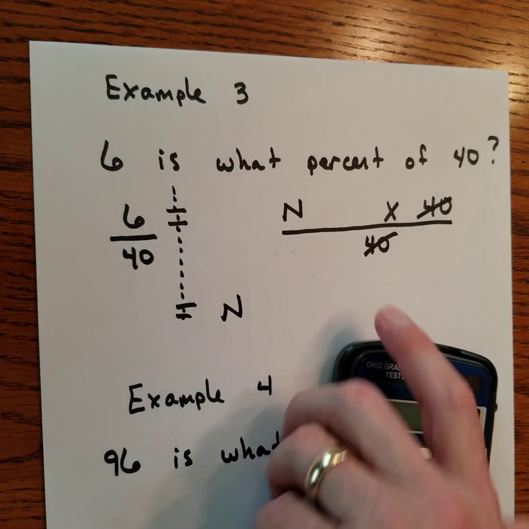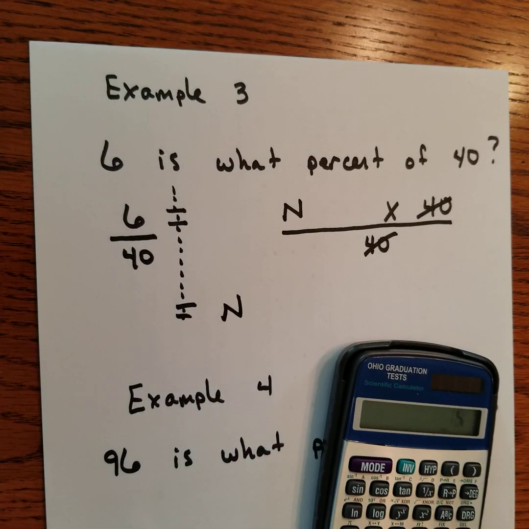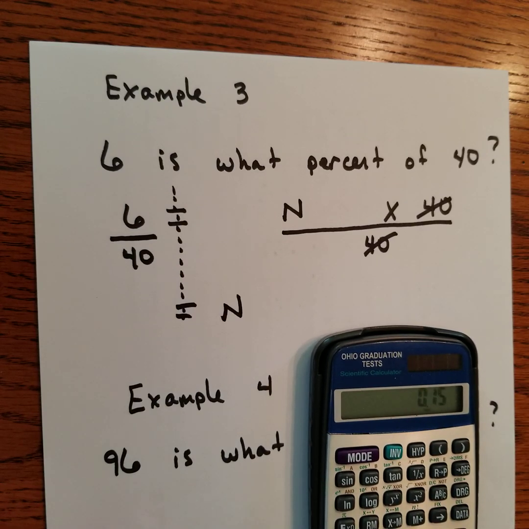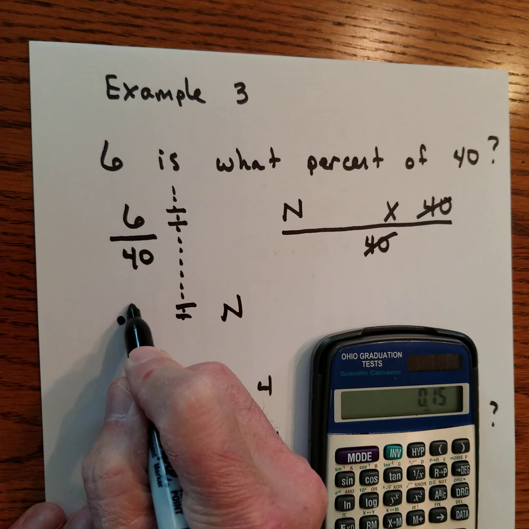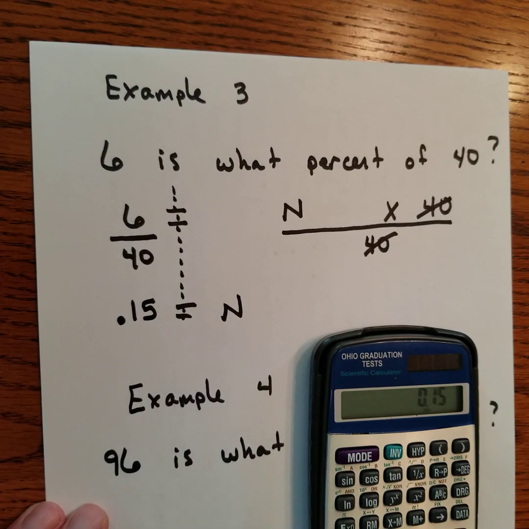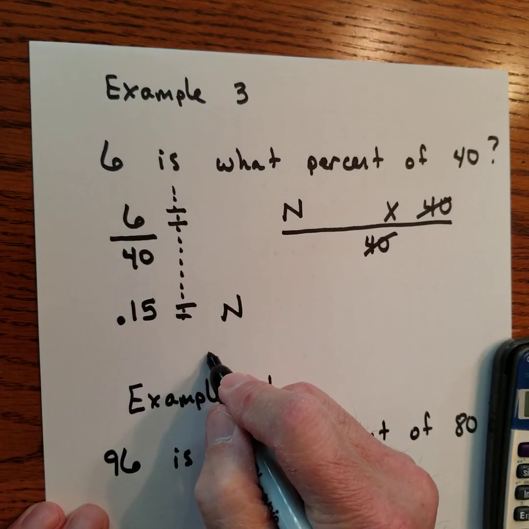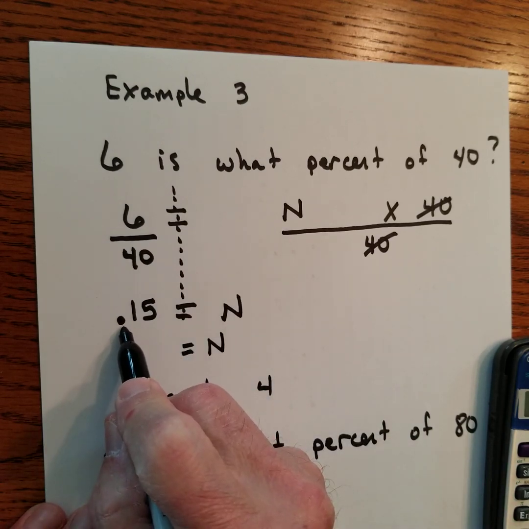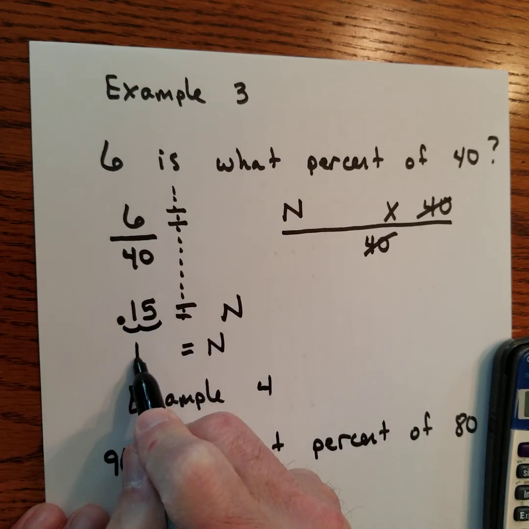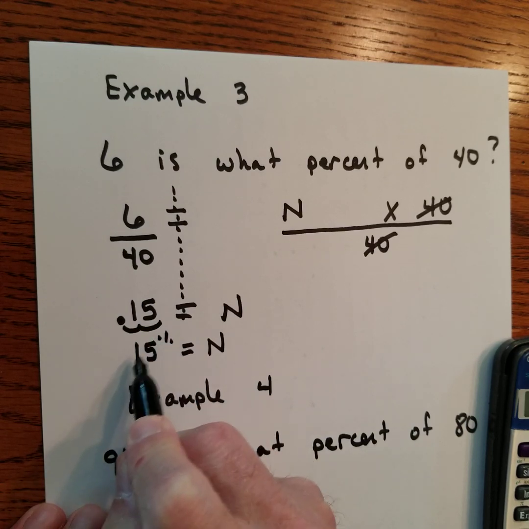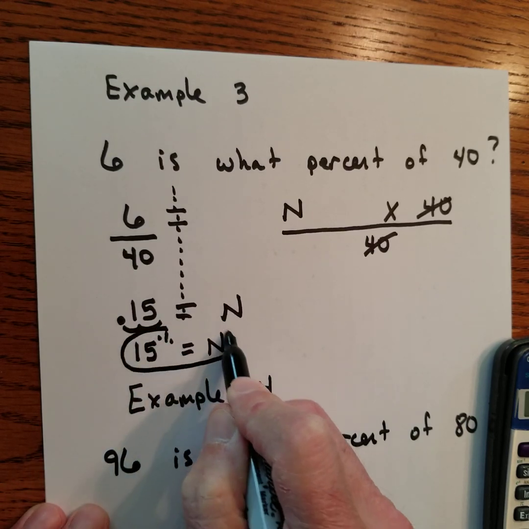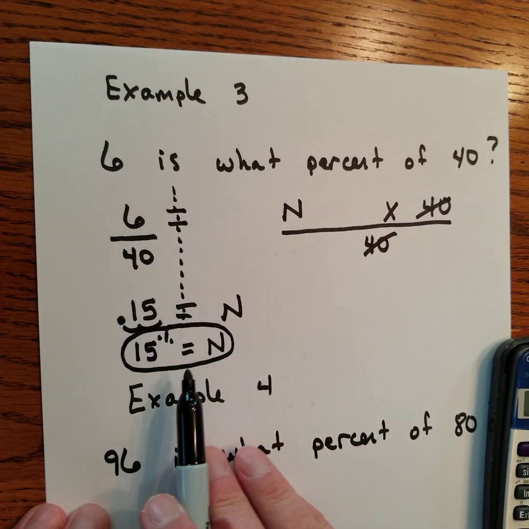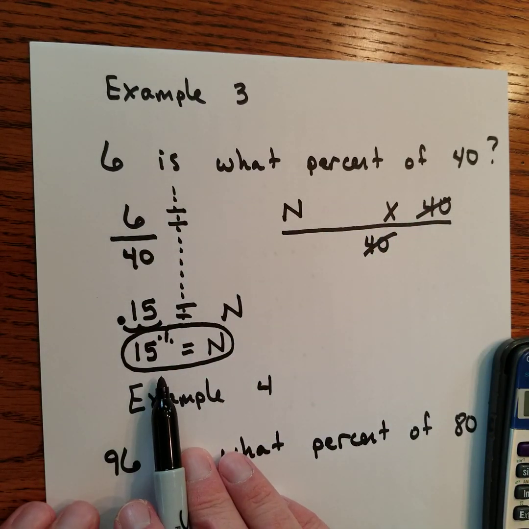On my calculator, I'll type the 6 in first. 6 divided by 40. My calculator gives me 0.15. Now for my final answer, I should change that decimal into a percentage. Move the decimal point 2 spots to the right. If I only got 6 right on a test of 40 questions, my grade is pretty low, only a 15%.